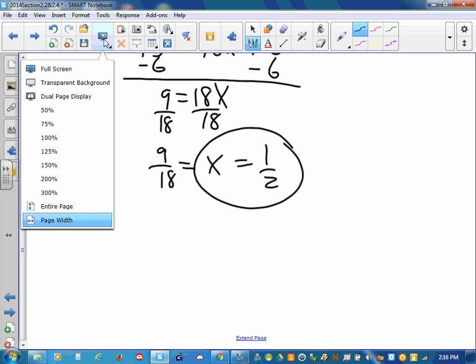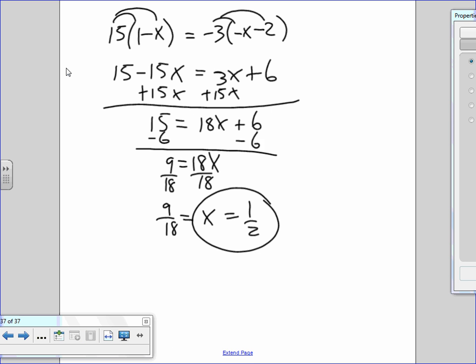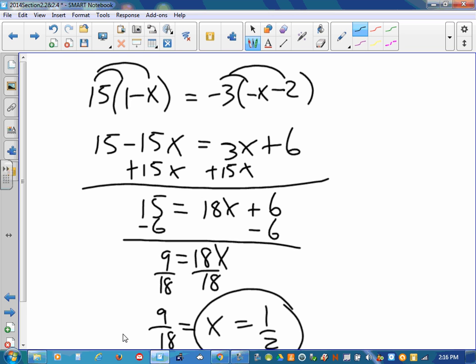So let me go full screen on that. So distribute, get the variables on one side, numbers on the other, and then I divide it by 18. All right, next page.